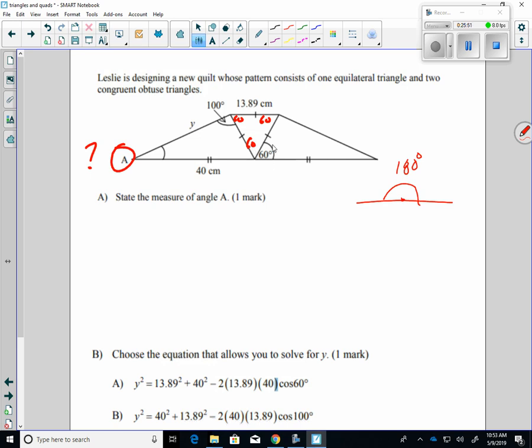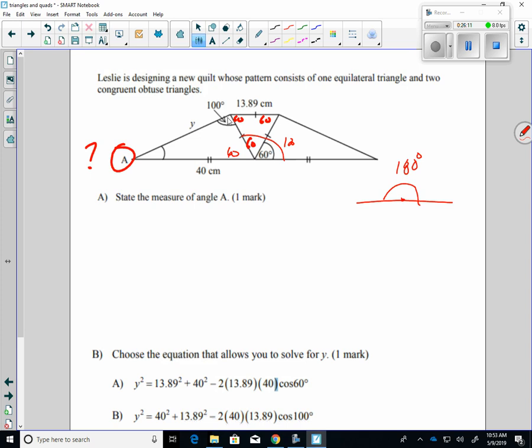What's 60 plus 60? 120. So what does this one here have to be? These two here add up to 120. This one here has to be another 60, right? 60 plus 60 plus 60 is 180.